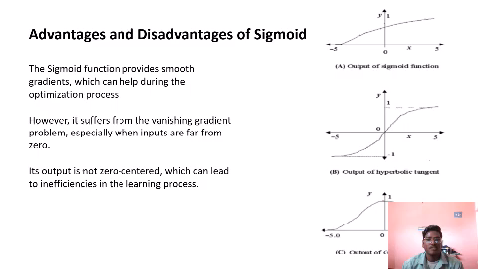Advantages and disadvantages of sigmoid. The sigmoid function produces a smooth gradient which can help during the optimization process. However, it suffers from the vanishing gradient problem, especially when the input is far from zero. Its output is not zero-centered, which can lead to inefficiency in the learning process.